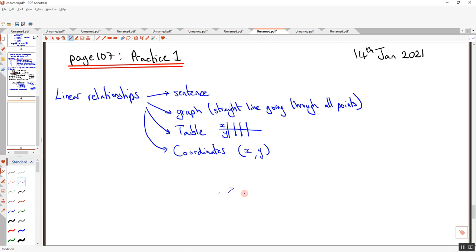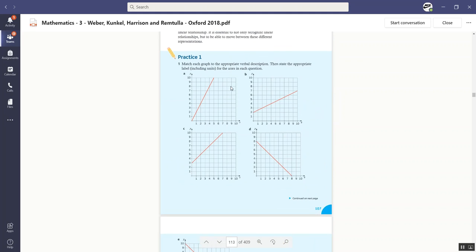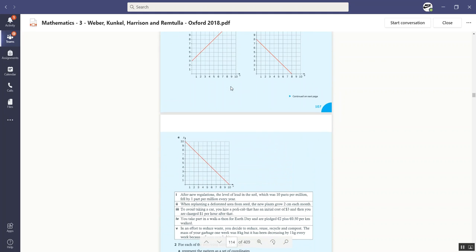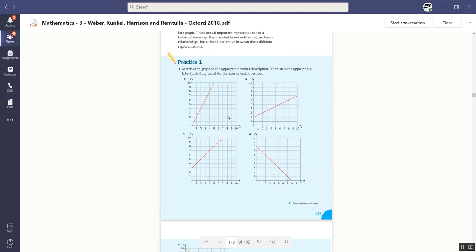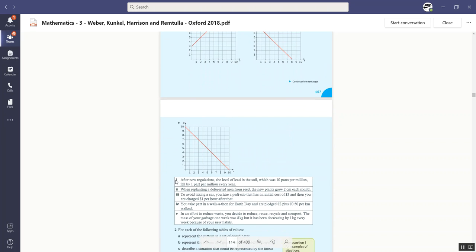So, page 107. Let's have a look at the book. So I've got it here. Okay, the first question is, we've got 1, 2, 3, 4, 5 graphs. We'll do this question together, and we have to match each of these statements to each of the graphs, okay? So let's do them one at a time. Who wants to read the first one for me? Who's going to read it out? Rajan.